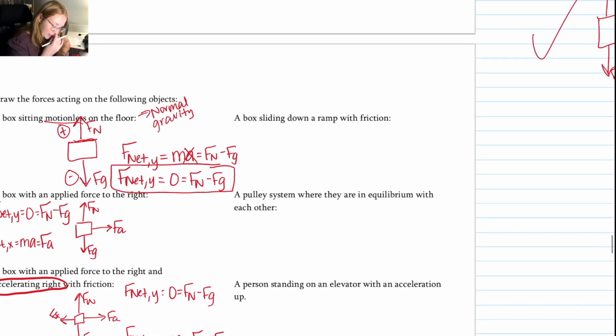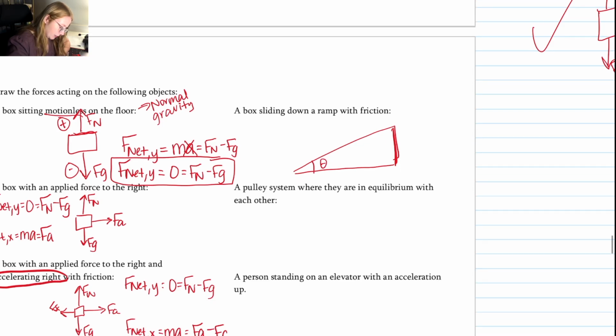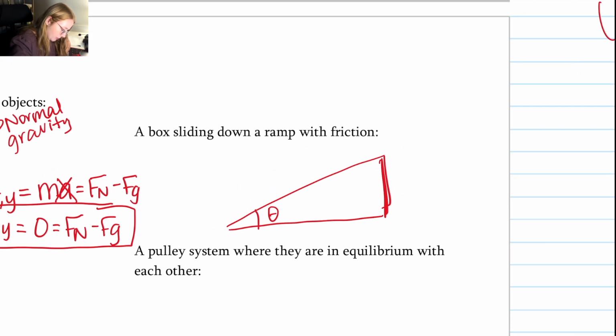Okay, this one we're not going to go into detail quite yet. There's a whole separate lesson, but a box sliding down a ramp with friction. In fact, let me zoom in even more. Okay, so when you have a box on a ramp, everything is kind of tilted on its side. And what we do is we actually tilt our y and x axis. So we consider x being along the surface of the ramp and y being perpendicular to the surface of the ramp. So if you tilt your head, it looks like a normal y and x. So everything is kind of just skewed on its side.